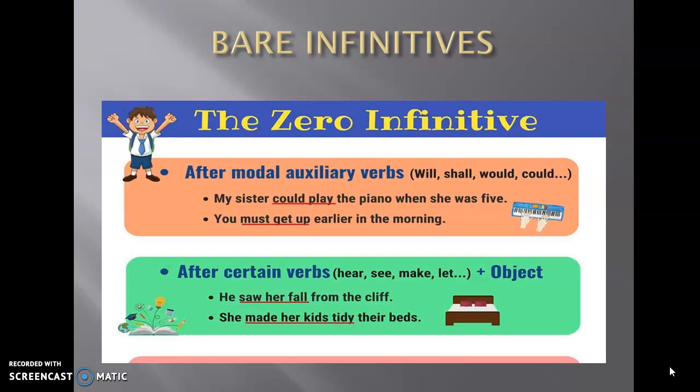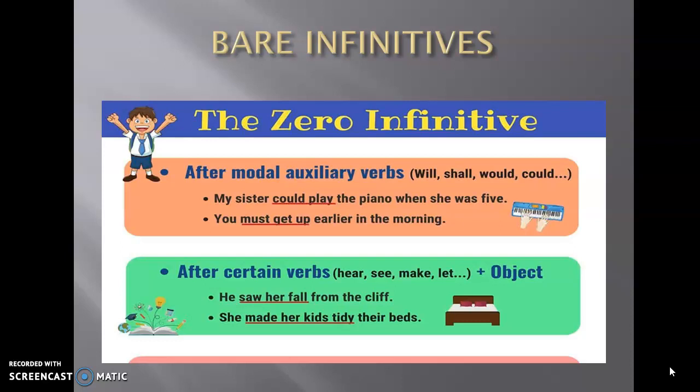And one major and easy way or a clue of detecting a zero infinitive or finding a bare infinitive in a sentence is one common rule. Whenever I ask you to identify a bare infinitive, the rule that you need to follow is main verb plus object plus bare infinitive. So first in a sentence you will find a main verb. After that there will be an object, that means the receiver of that main verb. And then whichever first form of verb comes, that would be a bare infinitive.